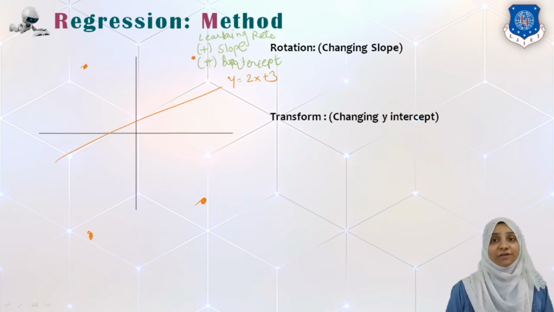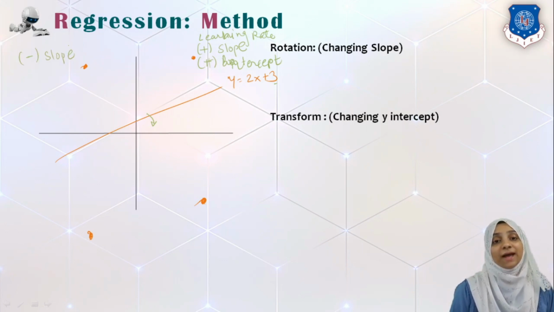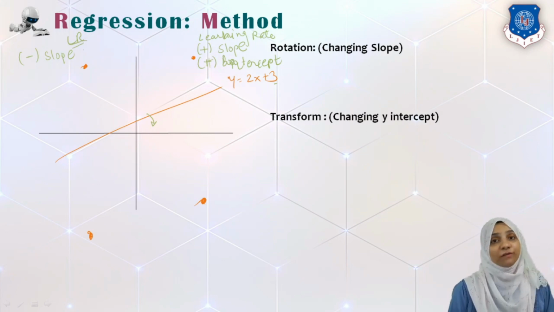So both things must be added. Slope must be added by learning rate and y-intercept must get added at this location by learning rate. If the point is in the second quadrant, we have to decrement our slope since we are rotating this line clockwise, so we have to take a lesser slope. By how much? By the learning rate. And in this case, we have to take a positive intercept.